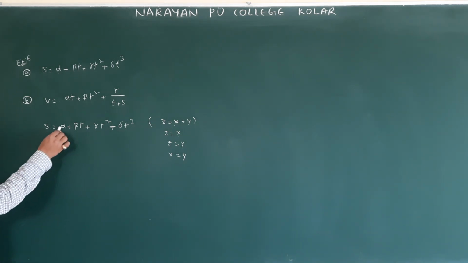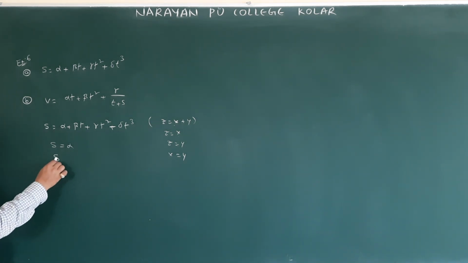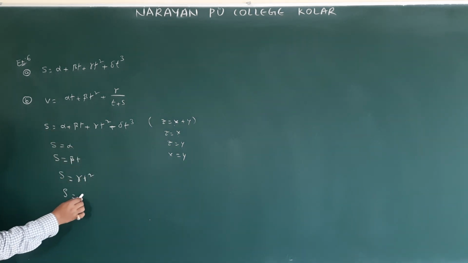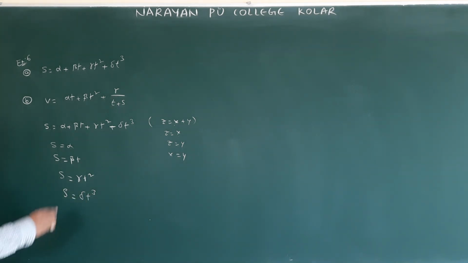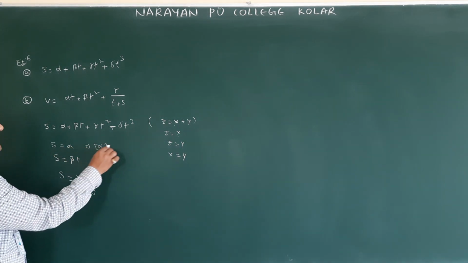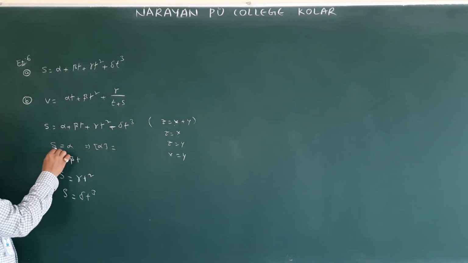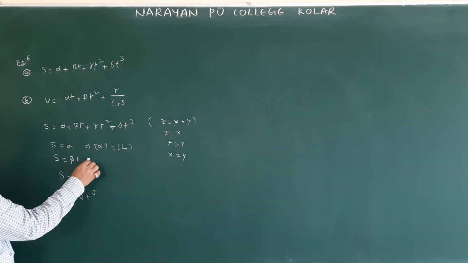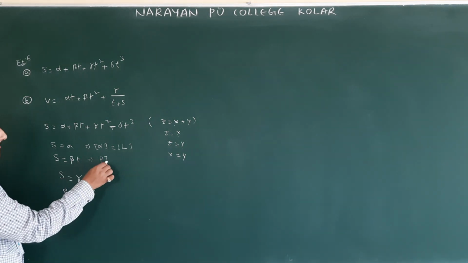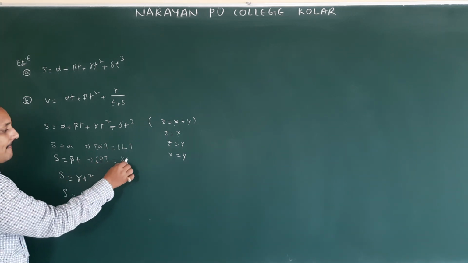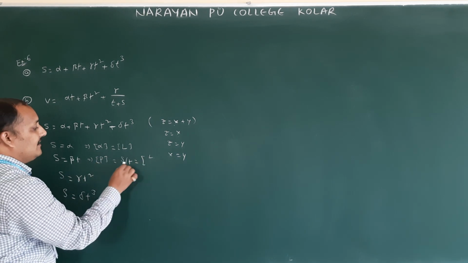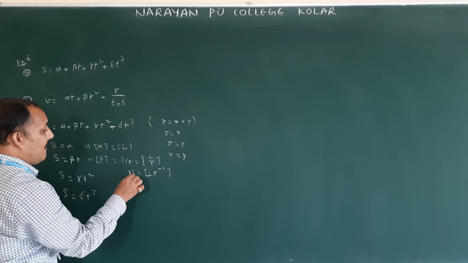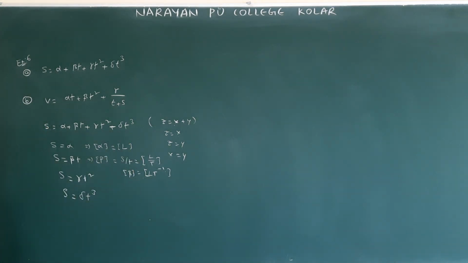Now apply the formula. S is equal to alpha, S is equal to beta t, S is equal to gamma t square, S is equal to delta t cube. So we want the alpha dimension formula. Alpha is equal to S, which is displacement. Displacement means L. Distance, displacement, all of these come under L. Next beta. Beta means S by T. S is L, so L T power minus 1. Now beta is L T power minus 1.